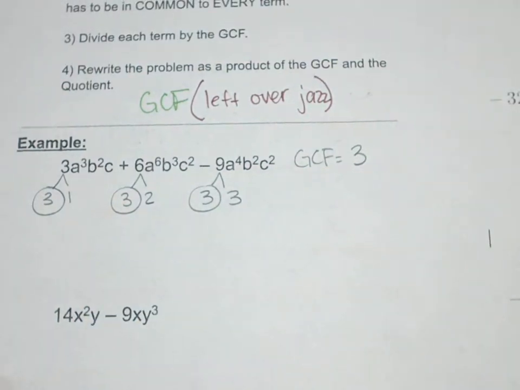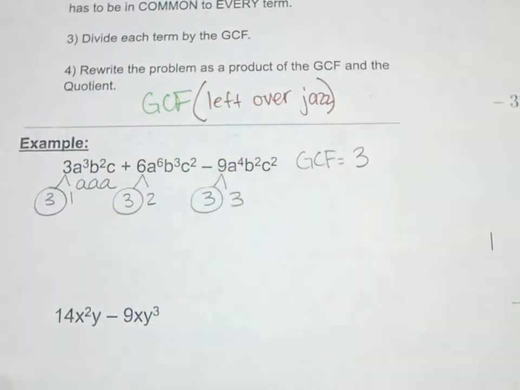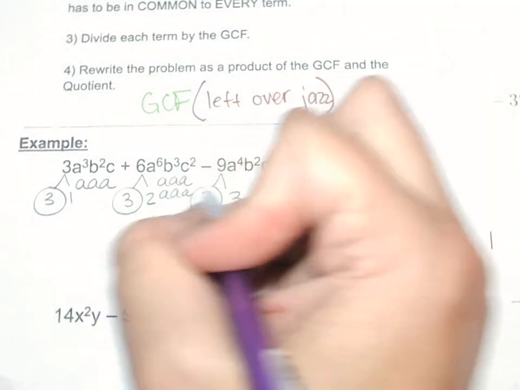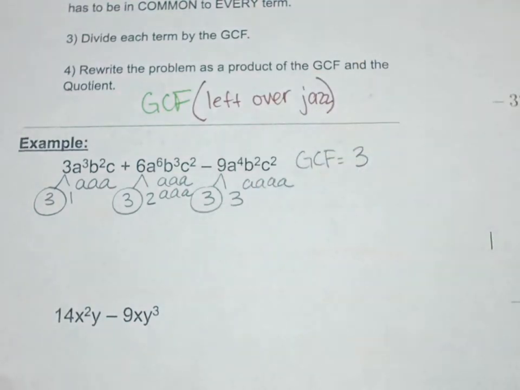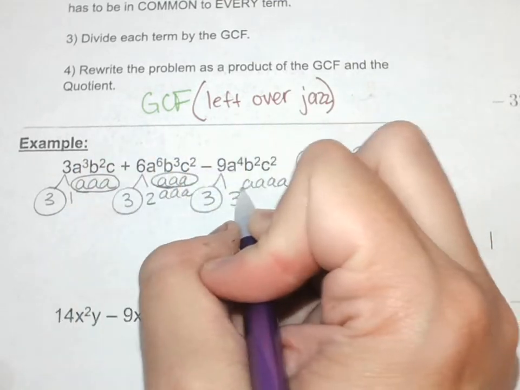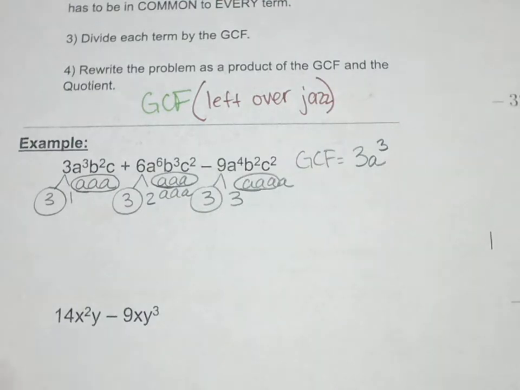Now let me look at the A's. And since this is our first example, I'm going to draw out all these letters so you can see where they're coming from. A and A give me A cubed. Now here I have 6 A's. And on the last term, I have 4 A's. So what's the common greatest number of A's that I can divide out of each of these terms? Well, I can take out 3 A's, 3 A's, and 3 A's, so A cubed is going to be attached to my GCF. Now, before I go any further, I'm going to look at my leftovers.